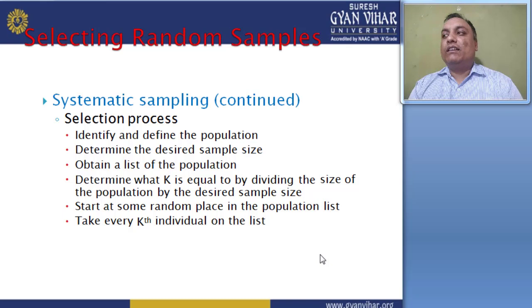Systematic sampling is a systematic process. So start at some random place in the population list, and take every kth individual on the list.